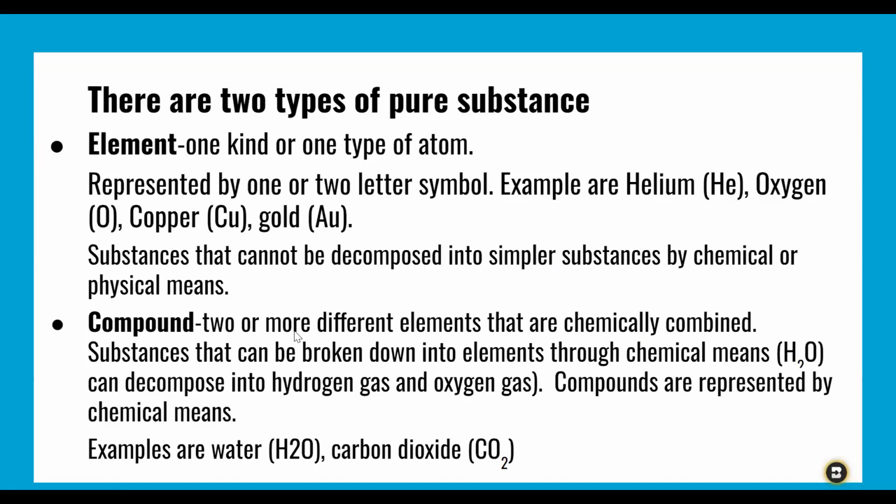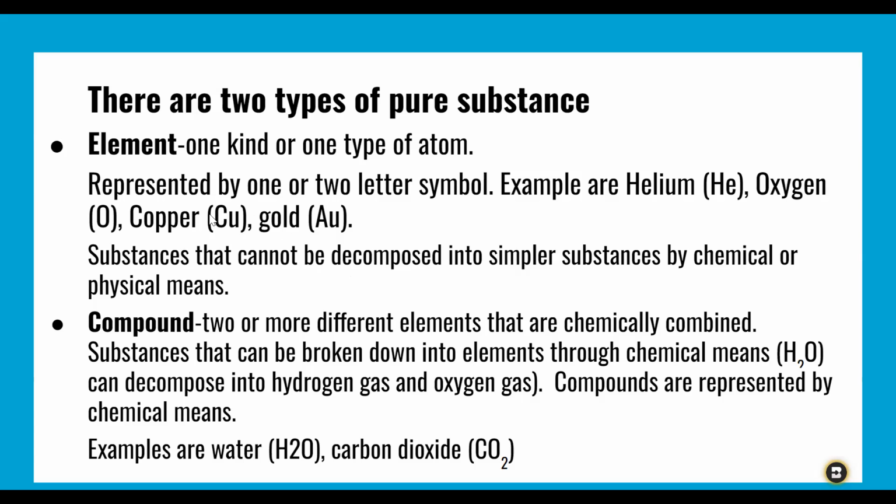Now, let's focus on the pure substance. There are two types of pure substances. Elements, which is one kind or one type of atom, represented by a one- or two-letter symbol. I'll show you the periodic table later, then you'll see what I mean. And these elements cannot be decomposed into simpler substances by chemical or physical means. It's the smallest unit.